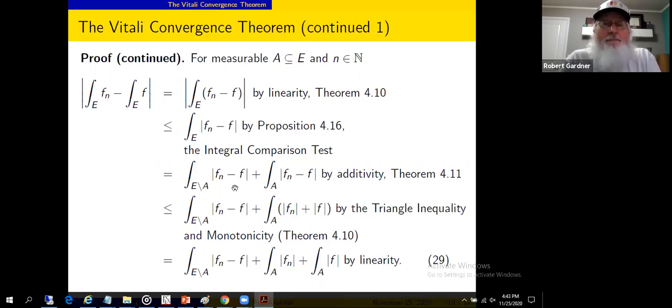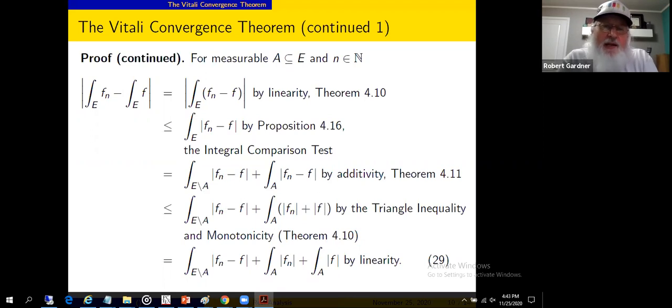We can break this up. Set E can be partitioned into set A and its complement, E set minus A. So break that into those two disjoint pieces. Additivity from the appropriate setting, looks like non-negative functions here. We can write that as a sum, additivity, because the two sets, E set minus A and set A, are disjoint. We get the equality between those.